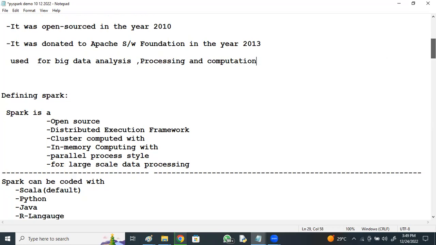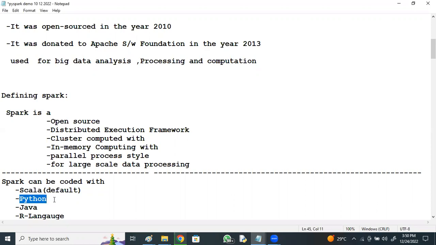Fine, thank you. So Spark can be coded with multiple languages, like Scala, Python, Java, and R language. By default, Spark is built using the Scala language. And today, Python is also mostly preferred.